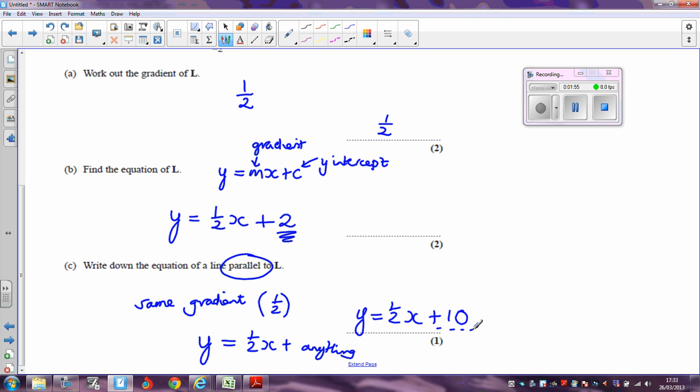Anything, it doesn't matter what you write here, you will have a line which is parallel, because it's got the same gradient.